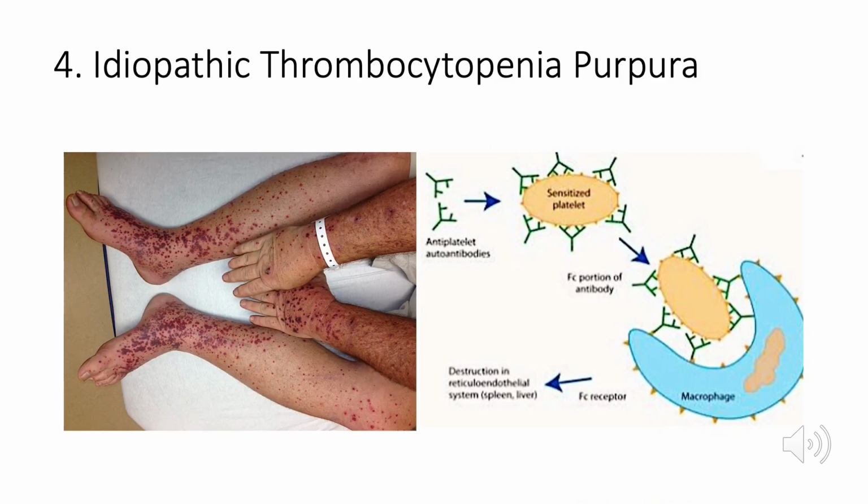Next is idiopathic thrombocytopenic purpura. It is caused by autoantibodies directed against platelets. The antibody-platelet complexes are then destroyed by macrophages in the spleen or by membrane attack complex. A decrease in platelets causes easy bruising, bleeding gums, and internal bleeding.